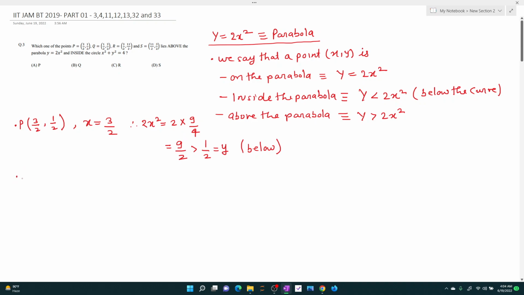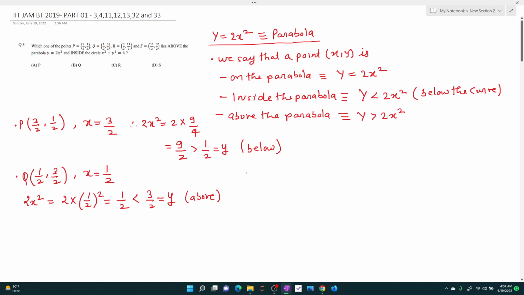So now let's talk about point Q. Q is (1/2, 3/2). So here the value of x is nothing but half, right? In this case, the value of 2x square will become twice of (1/2) whole square, so this is coming out to be 1 by 2. And this value of 1 by 2 is less than 3 by 2, which is y. So here 2x square is less than y, so this point is above the parabola, right?